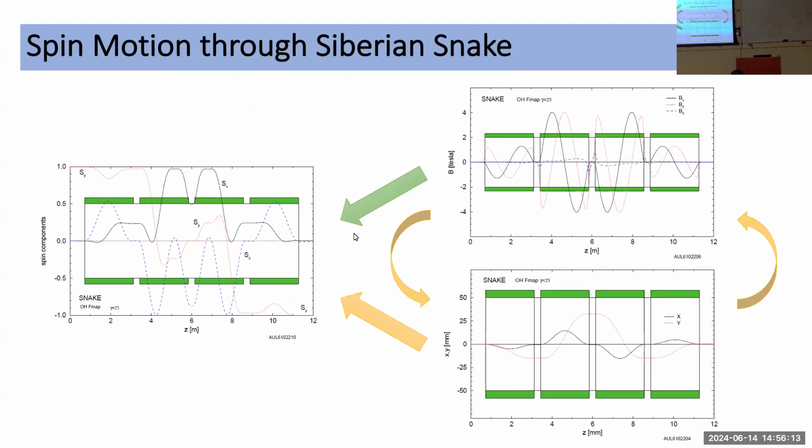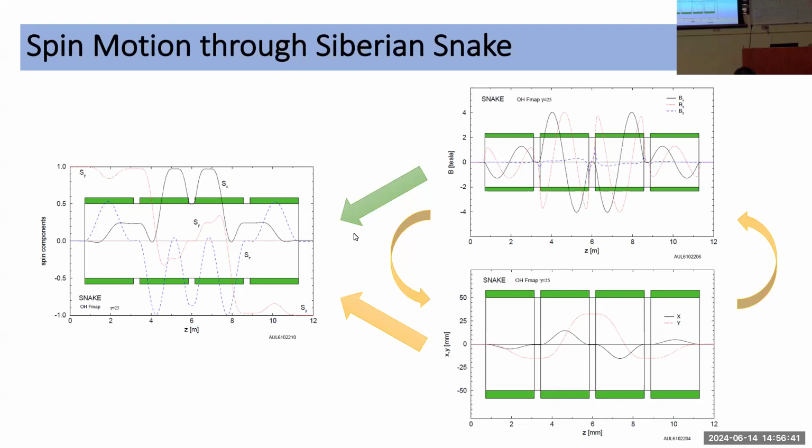There is spin motion. The top one is the B field here, the lower one is the position along the snake, and this shows the spin component. So as I said, you come in with SY, SX, and SC are 0. You go through this funny Siberian snake excursion, and you come out with minus SY, and SX and SC are still 0.